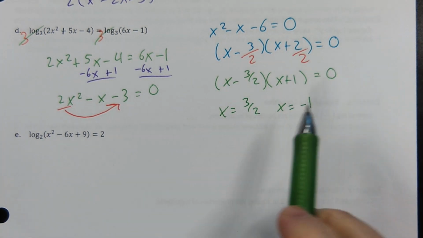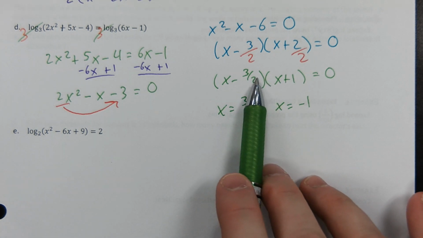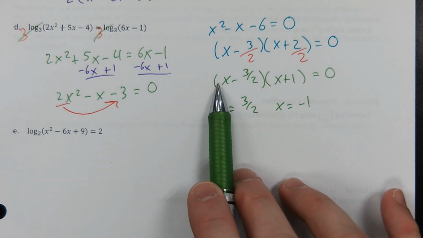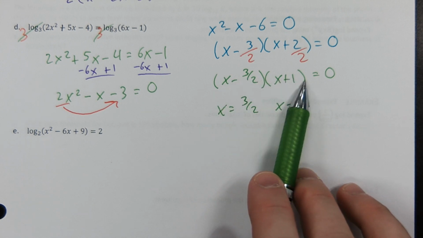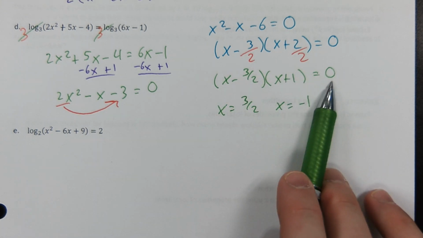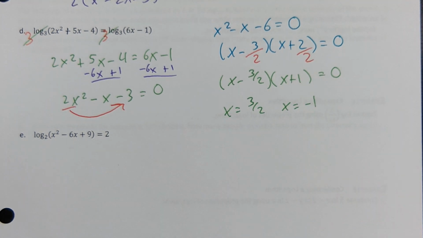So one more time, technically I didn't finish factoring. I'd have to take this 2 that's right here and move it in front of this x. So this would have said (2x minus 3)(x plus 1). But there's no reason to do that because we're solving. So we can see that the answer would have been positive 3/2 and negative 1.